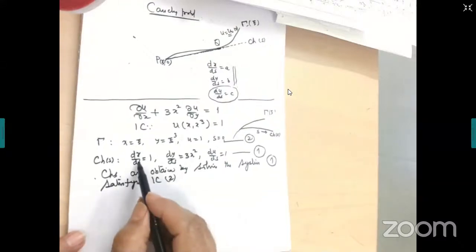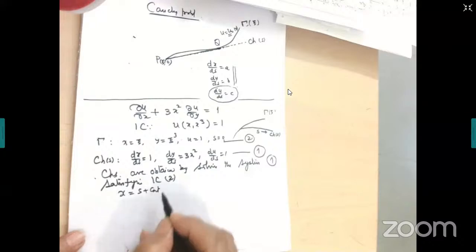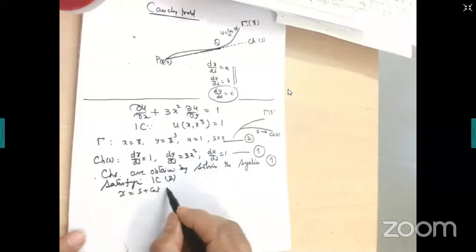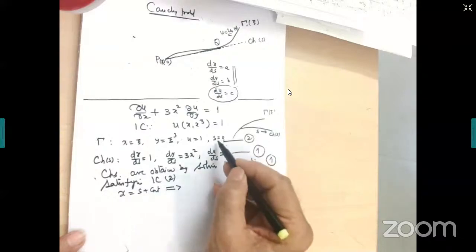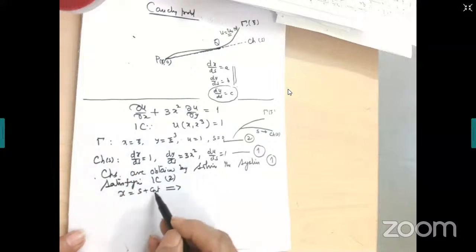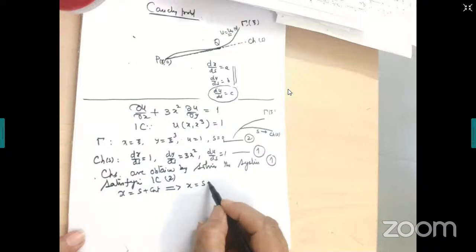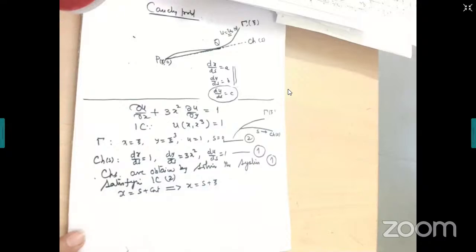So if I integrate it, look here, x is equal to s plus some constant. And this constant can be determined using the initial condition. So if I make use of this condition, s is equal to 0, x is equal to xi, and therefore the constant is xi. So I get x is equal to s plus xi. Is it all right?